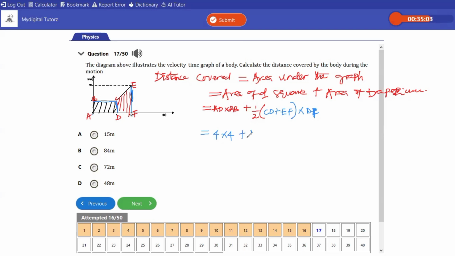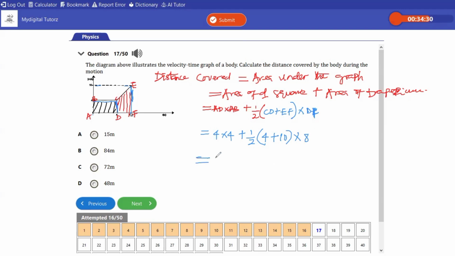Then plus 1 over 2 into CD. CD is this height from D to C, and it's 4 also. So I have 4, then plus EF. EF is this height from this point to this point. And if you trace it, that's going to be 10. So I have plus 10, then multiply by what? DF. DF is the distance from here to here. Here is 4, here is 12. That's going to be 12 minus 4, to give us 8. I hope it is understood.